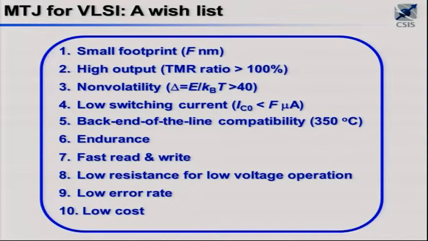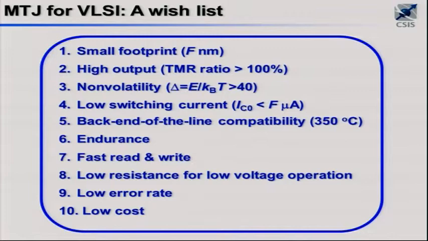First of all, we want to have a small tunnel junction. It cannot be large, right? And it has to be scalable. A high output, at least we need more than 100% TMR ratio, but it doesn't have to be very large because of the reasons I just mentioned to you when you're using a two-terminal device. In a two-terminal device, or even in a three-terminal device, you change the state of the memory by current. So the switching current has to be low.